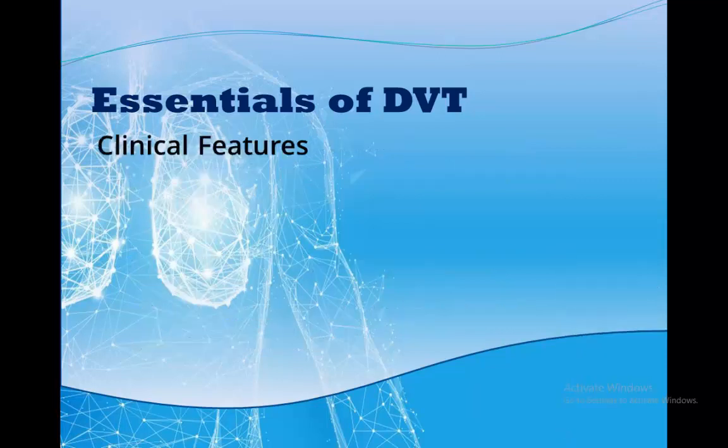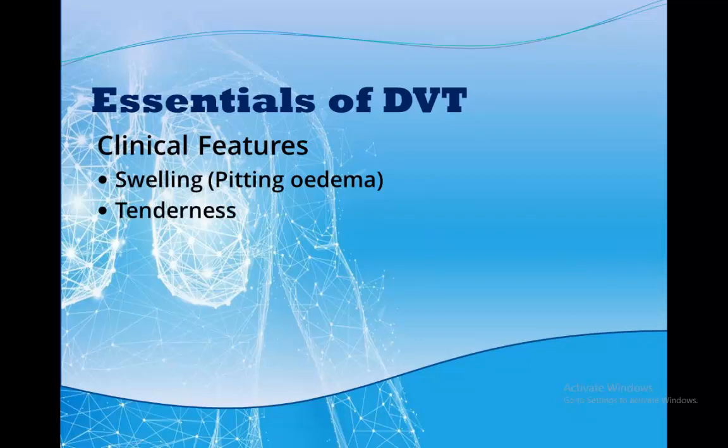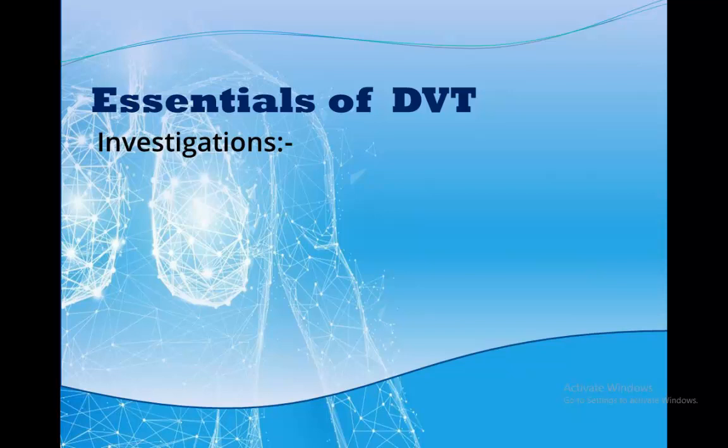A person with DVT will mainly present with inflammatory symptoms on the affected limb, such as swelling with pitting edema, tenderness, hotness, and redness. The investigation that we do first is the proximal leg ultrasound. If it's negative, we do a D-dimer. Make sure that the patient is anticoagulated while waiting for the test to be done.